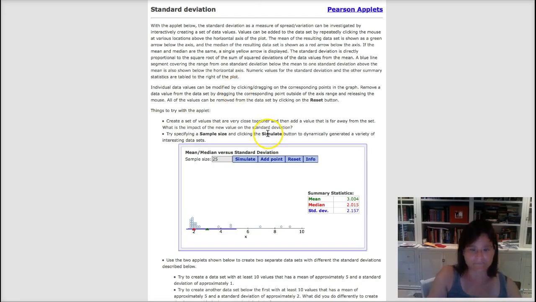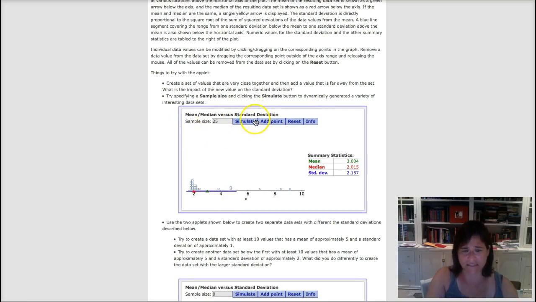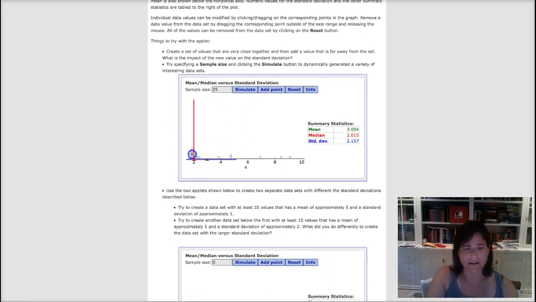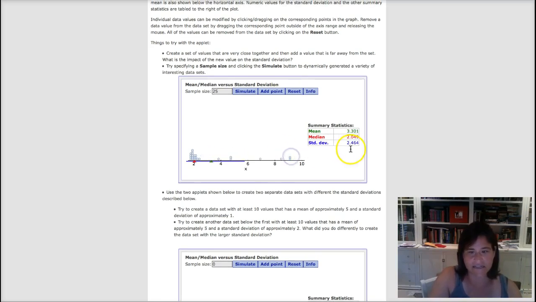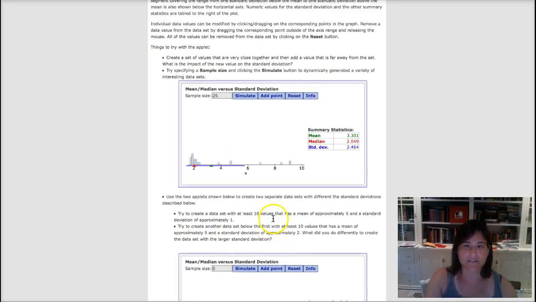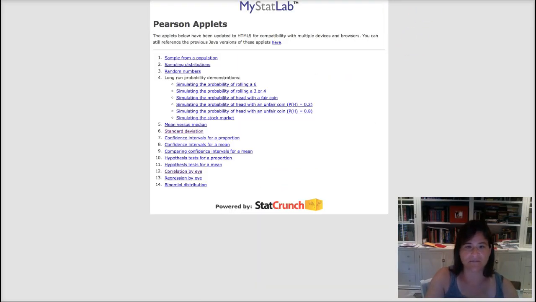Some other applets: this one plays with mean and median versus standard deviation. It gives you a data set, and if I want the mean to be here, it shows what happens with those data values. Let's try to move the mean over. Can I do that? I guess I can't. I can only move the little dots. If I move this dot way over here, notice that that's increased the standard deviation. It's also really increased the mean, but the median hasn't moved that much. This helps us remember what resistant measures are. So I highly encourage you to play with the applets.